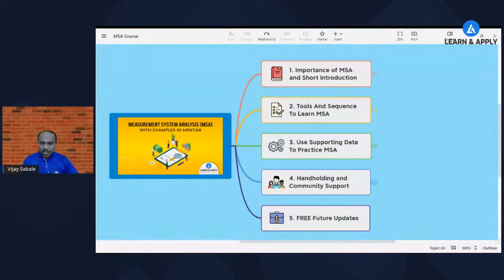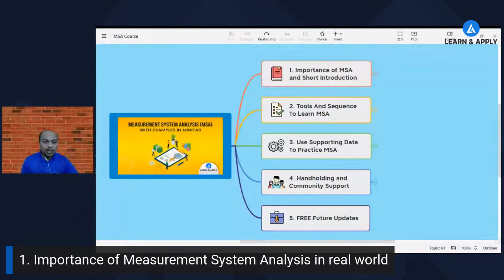Okay, so let's start with the learning, and before we start, I want to explain the first important topic, which is the importance of measurement system analysis in the real world, and why it is important. Because any action you take in the real world is based on data, right? Now, if the measurement system with which we are collecting this data is not capable, imagine what is going to happen. The results or actions you initiate based on this data will not be accurate, and it is a loss of resources, time and money, everything.